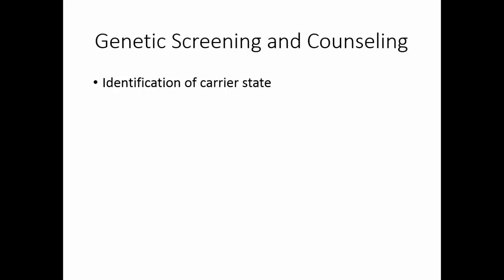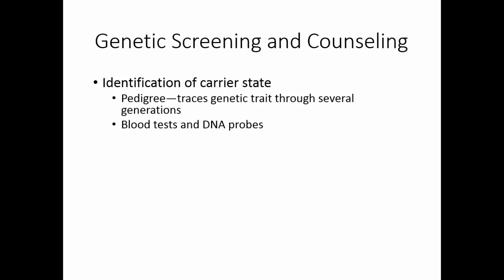Carriers will look fine, but they will be carrying a defective gene. We used to do this through pedigrees. We would take families and trace back through the families to see where the gene came from and who likely had the gene. Now we can do this with blood tests and DNA probes.